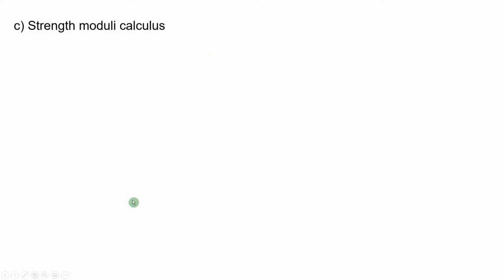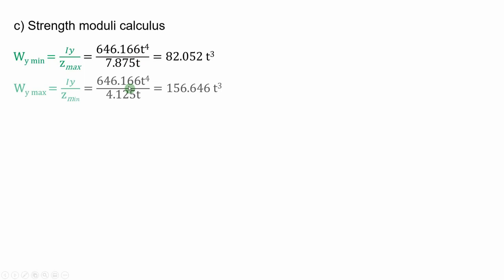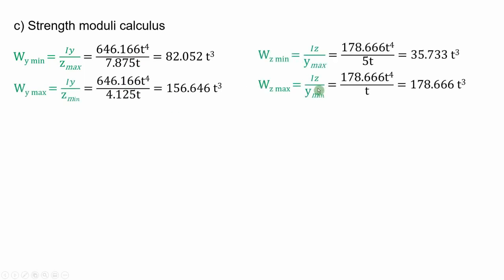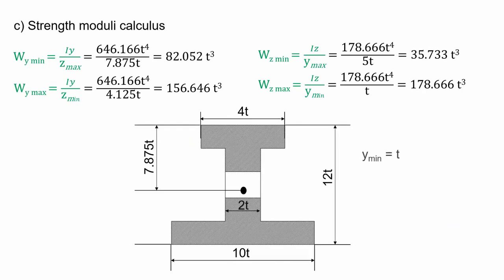The third and the last step is the calculus of strength moduli. Here we will apply these simple formulas. We replace these parameters with the known values and we are done. Last thing to mention here is that y sub min is the distance from z-axis of the entire cross-section to the closest fibers, and y sub max is the distance from z-axis of the entire section to the farthest fibers of the section.